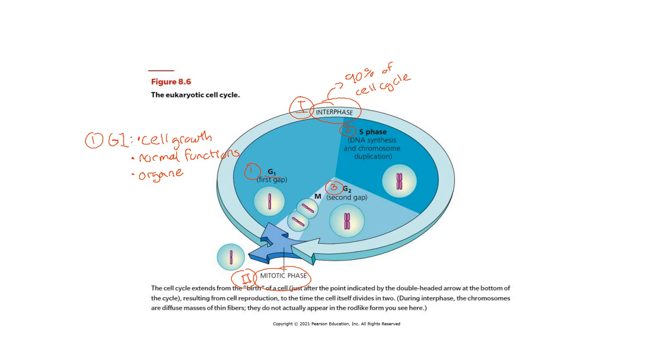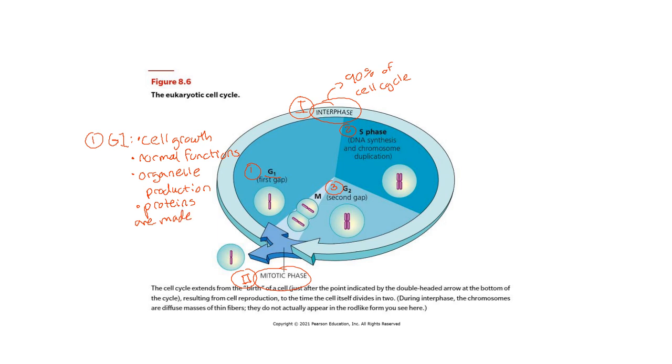Remember, cells are made of organelles, little organs, right, where they have a specific function. And other stuff that's happening here: proteins are made. So the DNA is probably a little bit loose. Okay. Then we go to S phase.